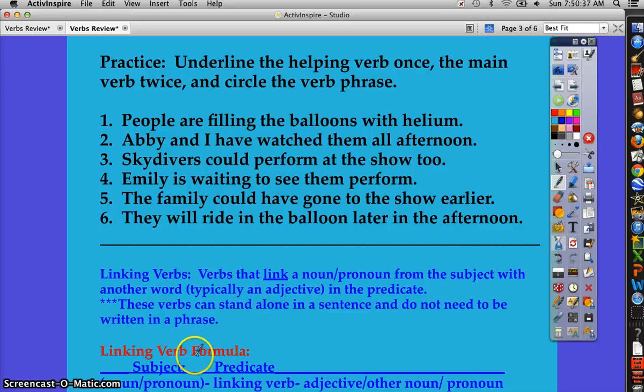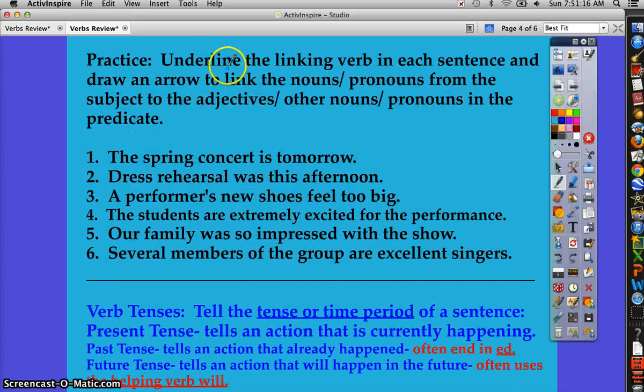So the linking verb formula that we studied in class was linking the noun or the pronoun from the subject into the predicate. We have the linking verb in the predicate, linking that noun or pronoun to an adjective or another noun or pronoun in a sentence. So we can see in the middle we have that linking verb that's linking this noun or pronoun to an adjective or another noun or pronoun in the sentence. So let's take a look at a couple of those and see what we can do.